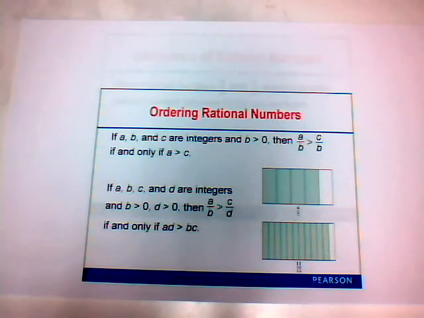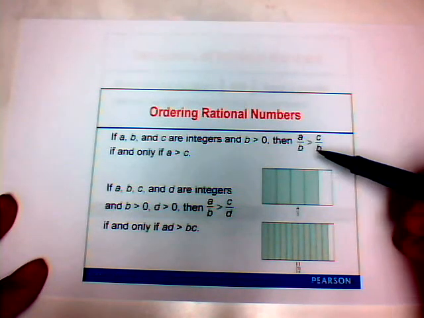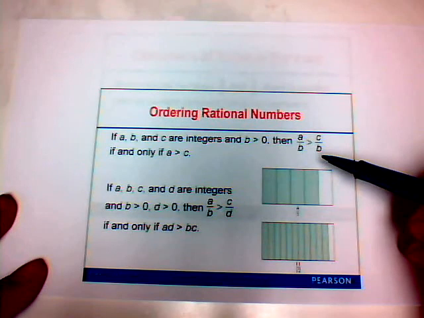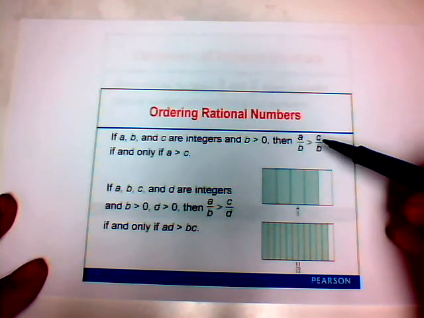Okay, now let's go on to ordering rational numbers. If a, b, and c are integers and b is greater than 0, then a over b is greater than c over b if and only if a is bigger than c. If your denominators are the same, in other words, then the numerator of the first has to be bigger than the numerator of the second.